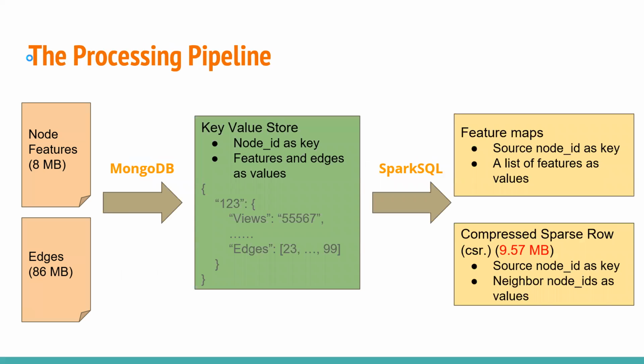The Twitch gamer dataset is actually overwhelmingly large. As mentioned before, it includes over 160,000 nodes and 6 million edges. We need to figure out an efficient way to handle this data without memory issue. So we first use MongoDB to store all the data, where the node ID is the key and the features or edges are values. We then employ SparseSQL to enable fast query processing.